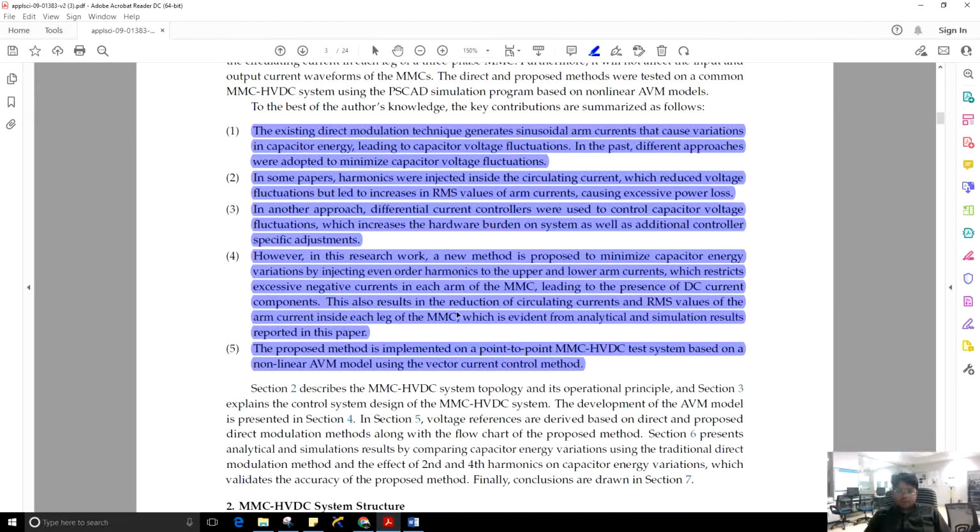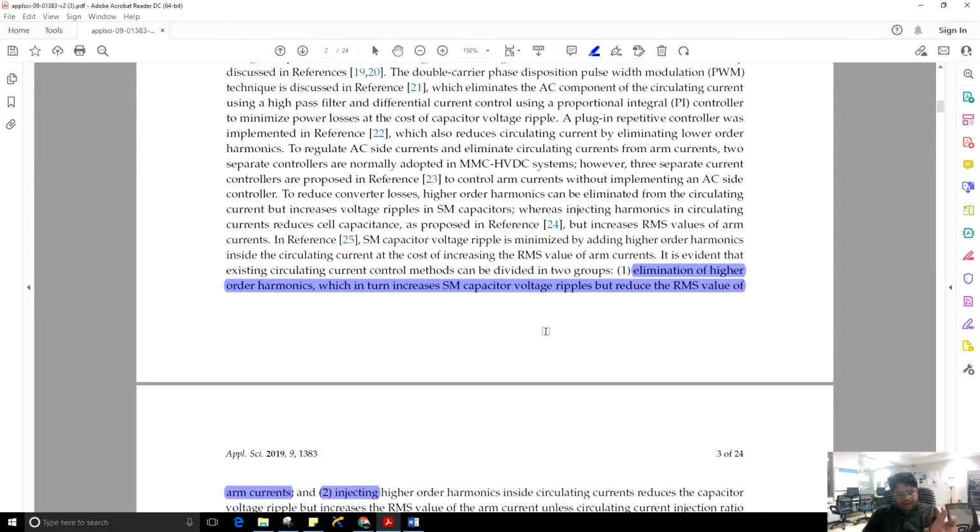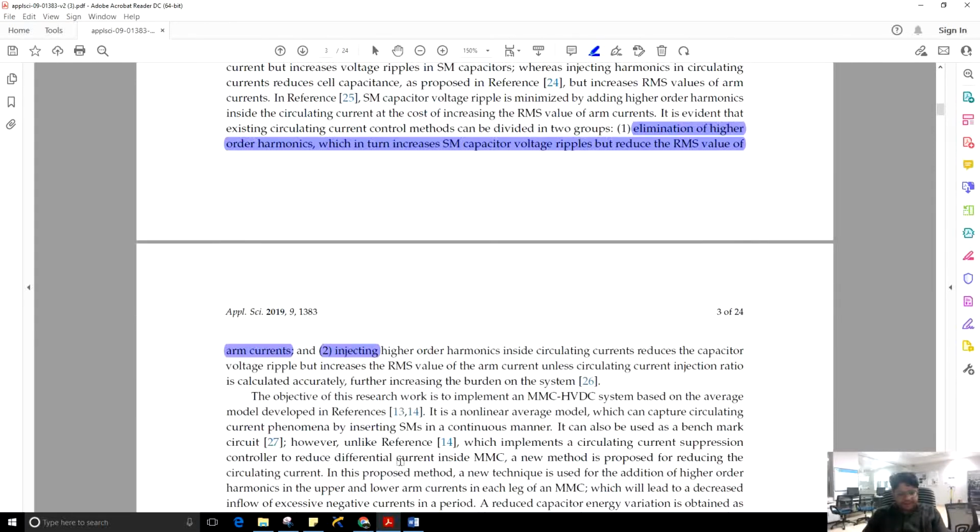So this also results in reduction of circulating current and RMS value of arm current inside each leg of the MMC, which is evident from analytical and simulation results. So using this proposed method, you get both advantages: reduction in circulating current and at the same time reduction in the capacitor voltage fluctuations. So both advantages are obtained simultaneously. But in the literature review, you were getting a trade-off between the circulating current and capacitor voltage ripple in previous methods.